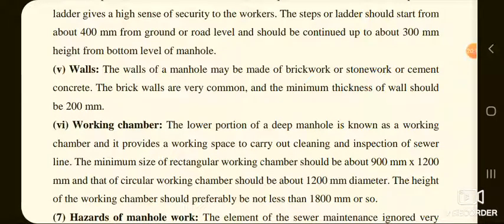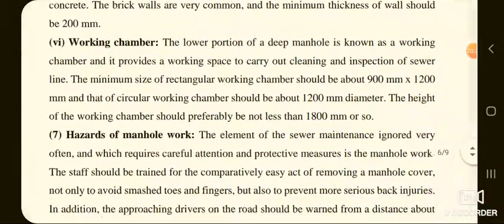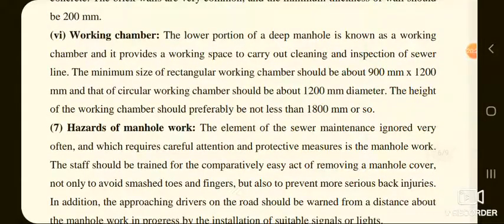The walls of a manhole may be made of brickwork or stonework or cement concrete. The brick walls are very common and the minimum thickness of the wall should be 200 mm. Next component is working chamber.